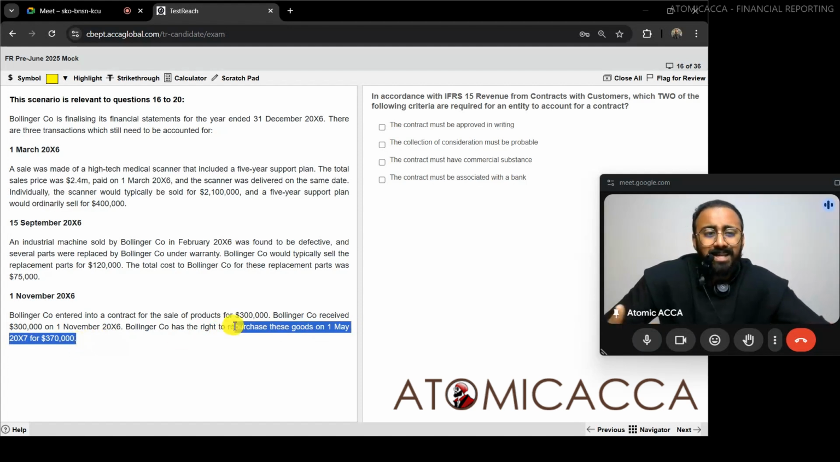So this is like a sale and repurchase topic where the money you receive, you will have to treat it like a loan and all those things are there. So 300,000 you're selling it for, 370,000 you're going to repurchase. So it's at a higher value. So you'll have to do something with the finance cost and all. So all of this is related to IFRS 15. Okay. So everything is a revenue related question.